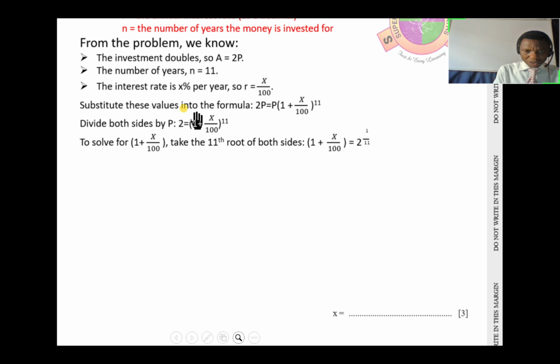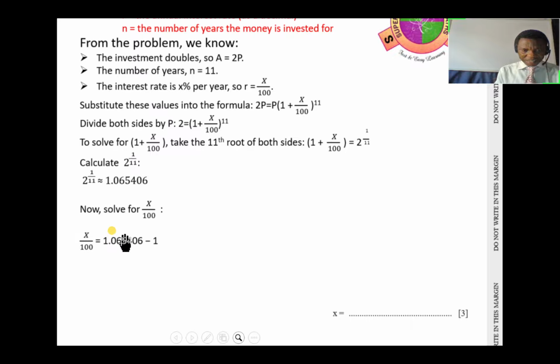The 11th root of (1 + x/100) raised to power 11 is 1 + x/100. Then take the 11th root of 2, which is 2 raised to power 1 over 11. On the right-hand side, with your calculator, 2 raised to power 1 over 11 is approximately 1.065406. Equate it to the left-hand side, which is 1 + x/100. So we can now solve for x.